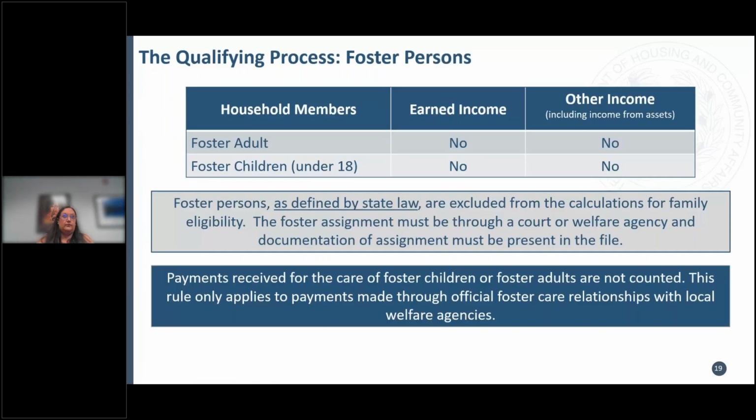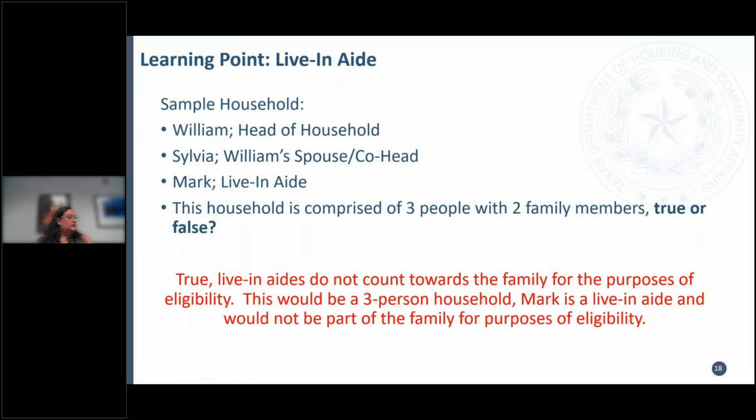And in the scenario that we had earlier, where it was the husband and wife, when they apply, would we then use the 3-person household income limits? For example, we have a married couple and one live-in aide. Do you use the 3-person income limit? You would not. If you have a scenario like what you see on your screen now, where you have a married couple and a live-in aide, you're going to use the 2-person income limits. Mark is there purely as a live-in aide. If William and Sylvia move out, Mark is going to go with them. If their income changes, it does not impact Mark. Mark is there as a live-in aide.